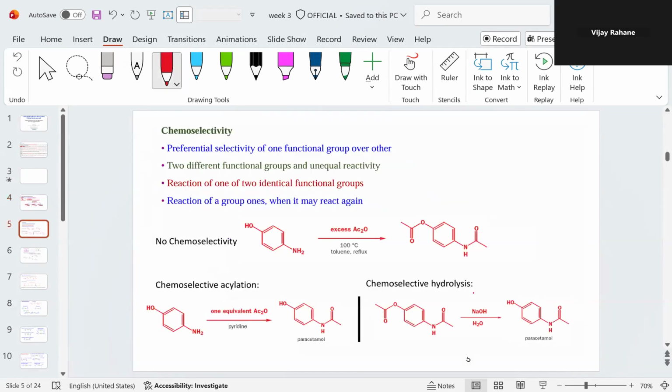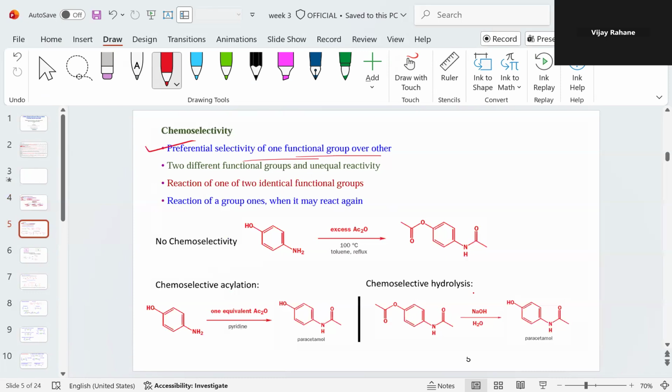So we'll discuss some of the problems on chemoselectivity. Basically, it deals with the preferential selectivity of one functional group over another. If you have two or more different functional groups with unequal reactivity, then this concept of chemoselectivity comes in.